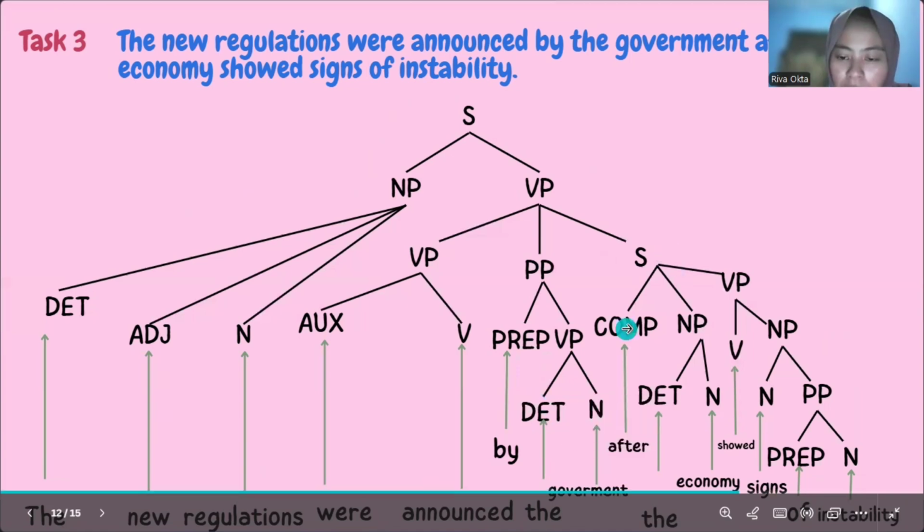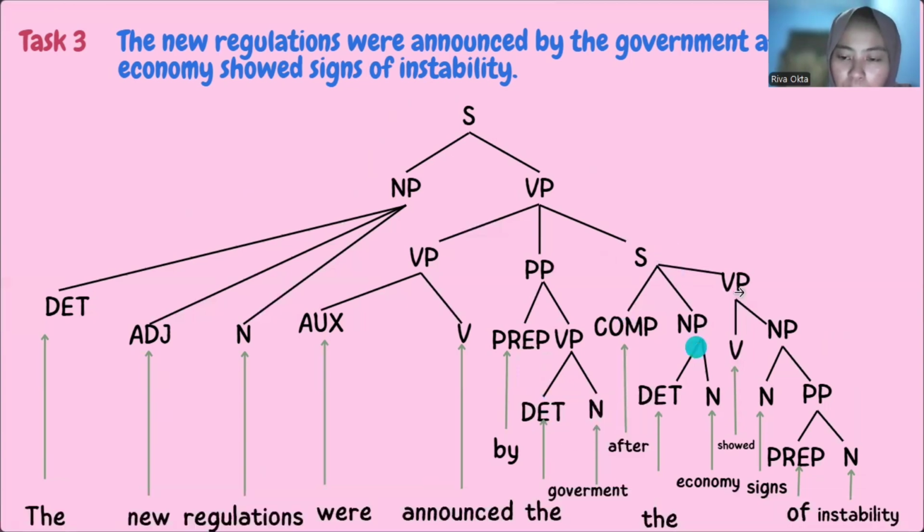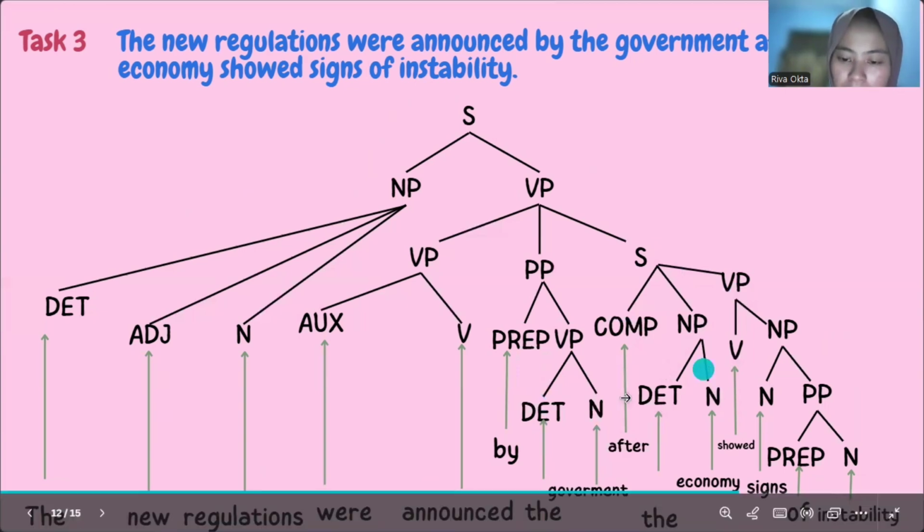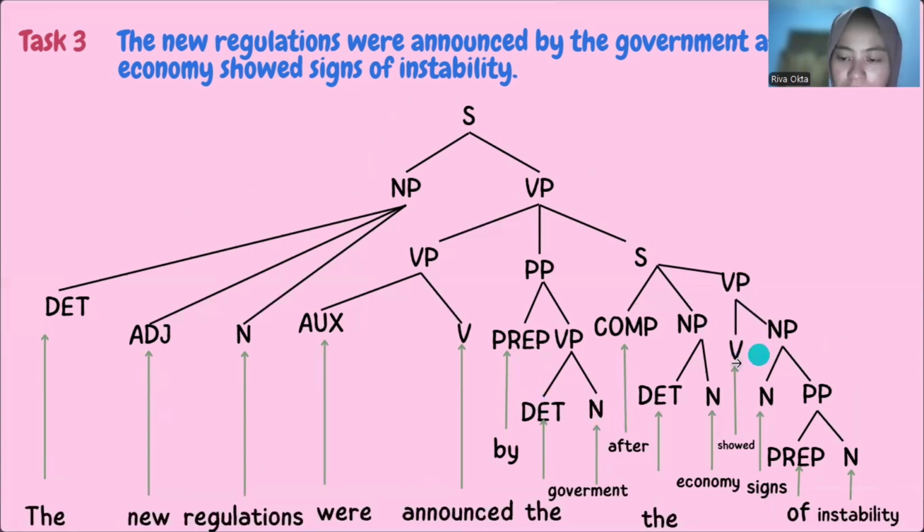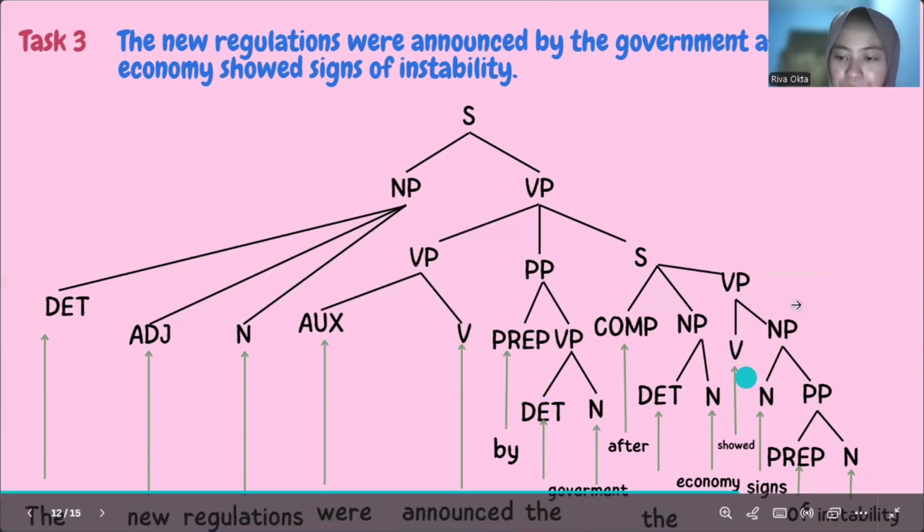The subject is divided into complementizer, noun phrase, and verb phrase. The noun phrase is divided into determiner and noun. The complementizer "after" is a complementizer, and "the" is a determiner. "Economy" is a noun. Okay, next, the verb phrase is divided into verb and noun phrase. From this sentence, "saw" is a verb. The noun phrase is divided into noun and prepositional phrase.